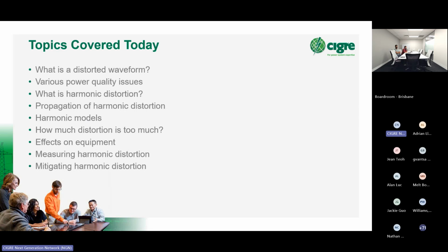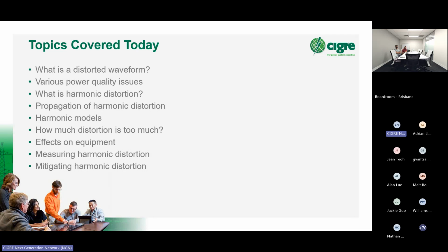So these are the topics we are going to cover today. What is a distorted waveform? We start from the very basics. So if people know it already, great. If everyone knows it already, maybe you can tell me, look, we know this, and then I will speed up. But if you don't understand something, please ask.